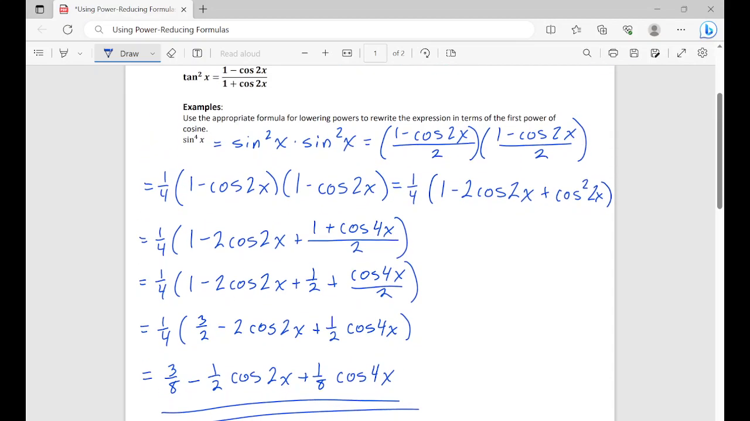And that would be the expanded out version just using the power reducing formulas for this expression. So for this one I used the sine squared power reducing formula and the cosine squared power reducing formula. Sometimes you use one, sometimes you use two. It all depends.